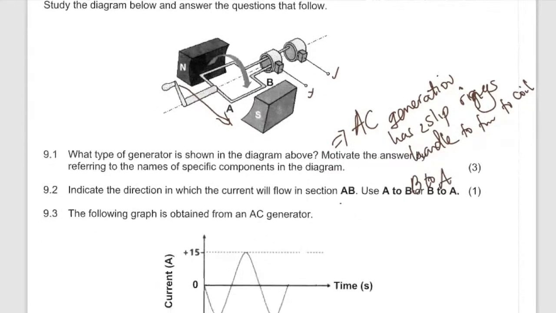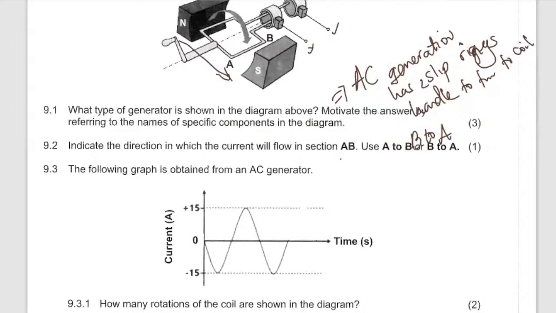And 9.3, the following graph was obtained from the generator. How many rotations are we having? So we see that from here up to here, that's one rotation. A trough and then a crest is one rotation, and then this is a half. So we can say that it is 1.5 rotations, or 1.5 times.